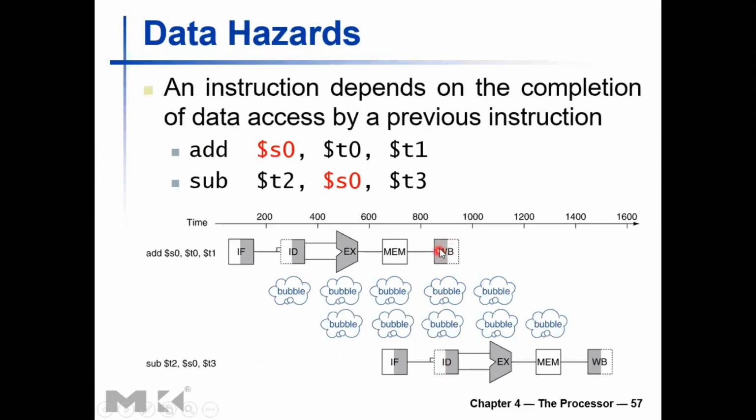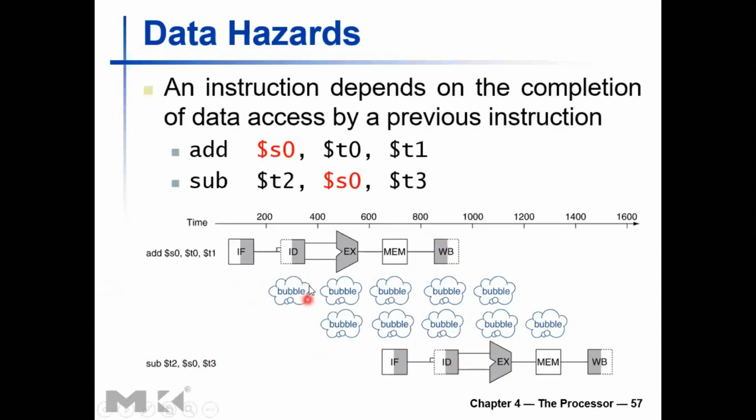The write back is done on the first half of the clock cycle between these 800 and 1000 numbers, right? Within that clock cycle, in the first half, we do the writing. Once that writing is done, in the second half of the clock cycle, you can do the register reading, and the correct value will be available. So we cannot fetch this sub instruction right after the add instruction.